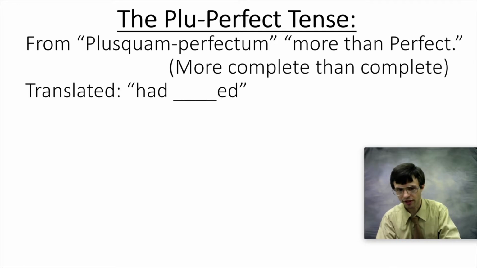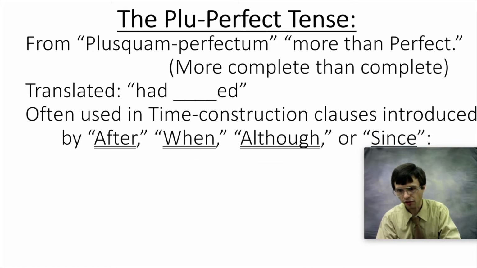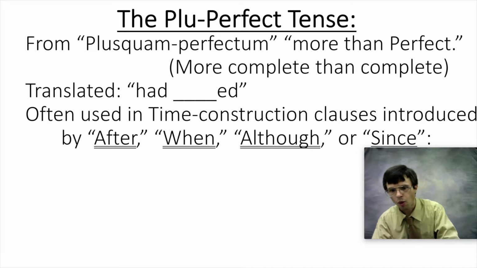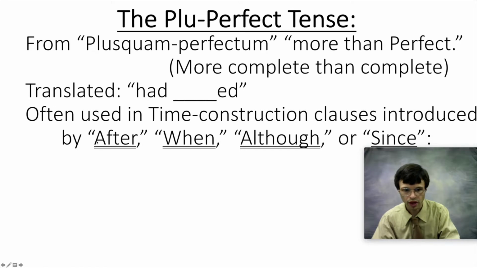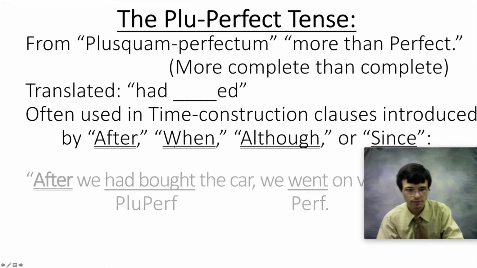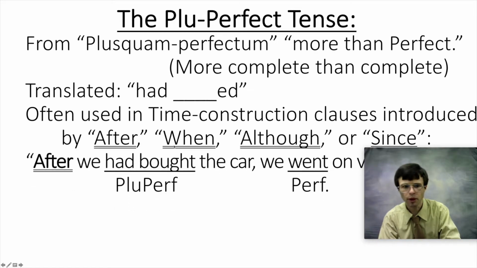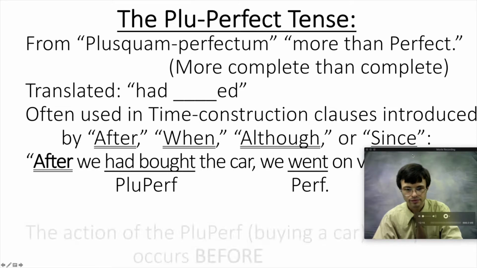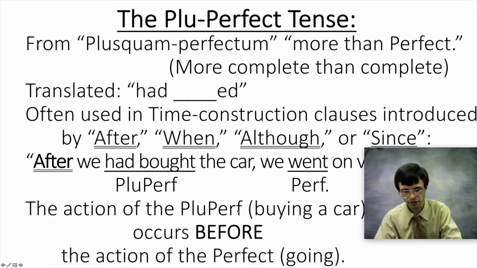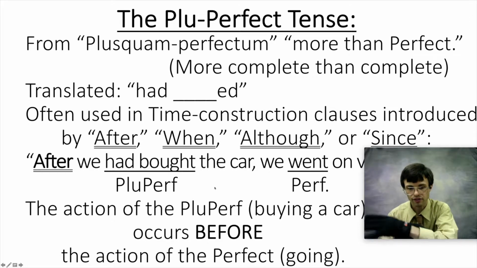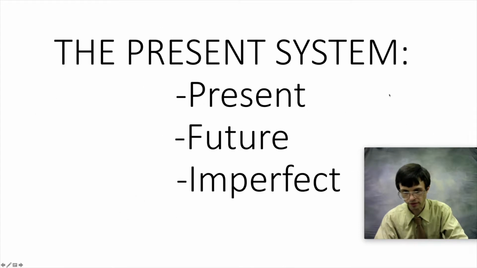tense, is translated "had blanked," and it is often used in time construction clauses introduced by an adverb such as although or since or when or after. These are called causal and these are called temporal for time. After we had bought the car, then we went on vacation. The action of the pluperfect, buying a car, occurs before, way back further in time than the action of going.